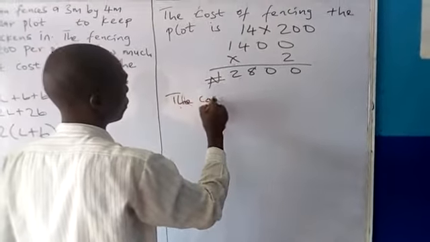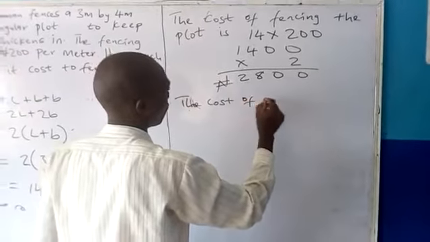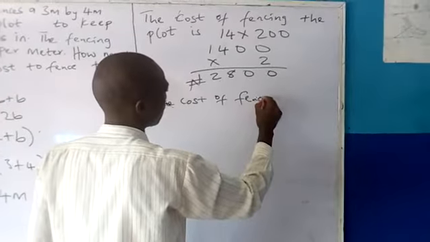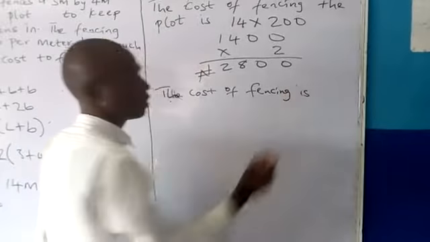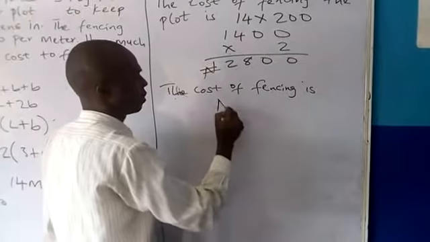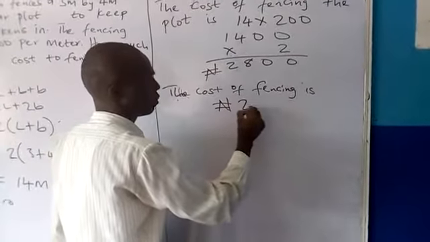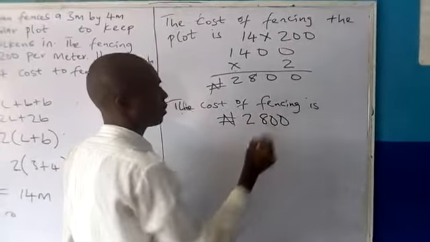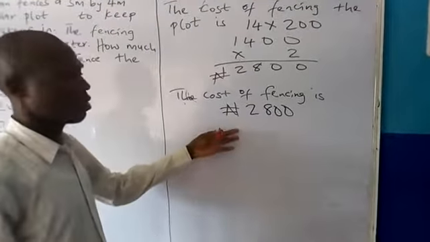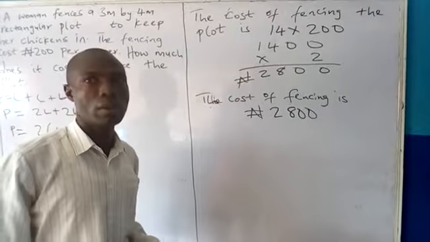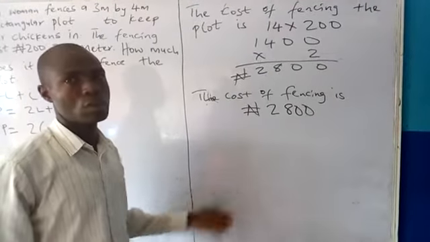The cost of fencing is 2,800 naira. That solves question number 1. So we can go to question number 2.